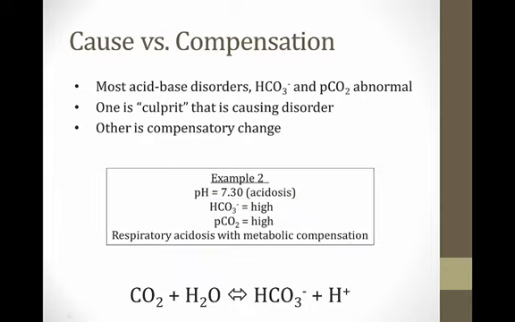Here's another example where the pH is 7.3. It's an acidosis, but this time the bicarb is high and the PCO2 is high. So this must be a respiratory acidosis with metabolic compensation. And the way I know that is because they have a high CO2 and a high bicarbonate.